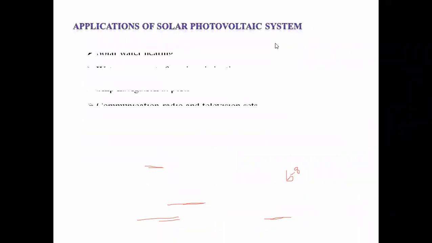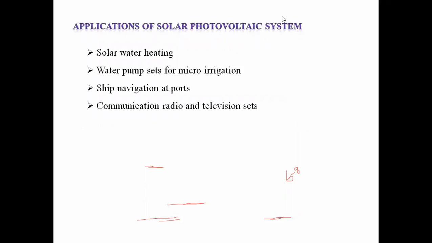And next, the applications of the solar photovoltaic system. It is used for chemical application, thermal application, and electrical application. The thermal application is solar water heating. Electrical application means we can generate power. We can utilize it for pumping water from a borewell, and for solar street lights, navigation purposes, communication, radio, and television sets. Here the power required is very, very less.